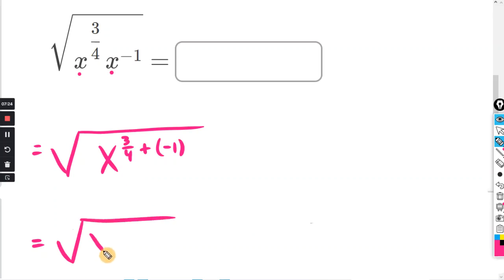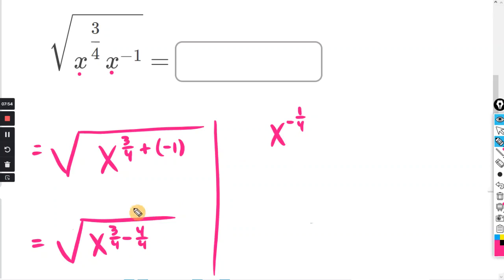x to the 3/4, and the -1 is how many fourths? Well, that's equivalent to -4/4. So for the x, 3/4 minus 4/4 is -1/4. And the equivalent of the square root exponent will be 1/2. So we can keep this and raise it to the power of 1/2 in place of the square root.